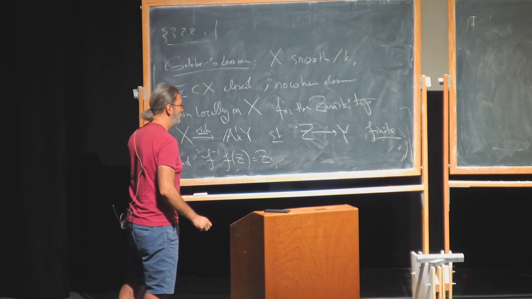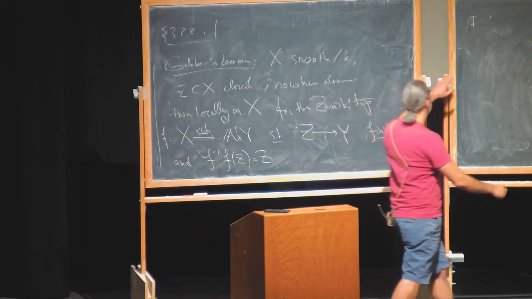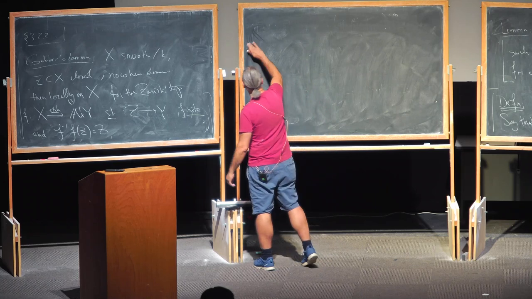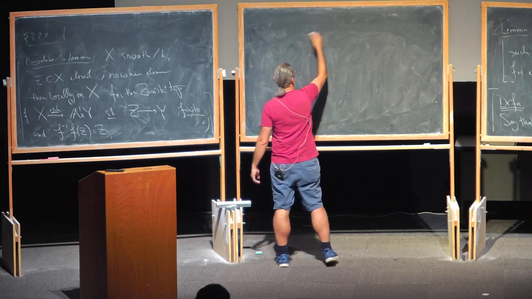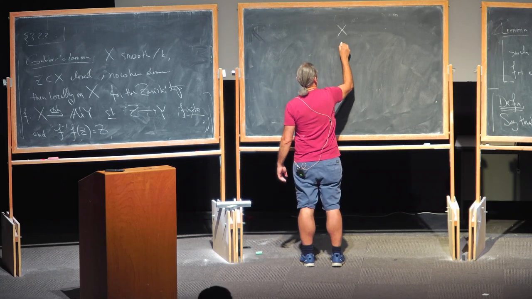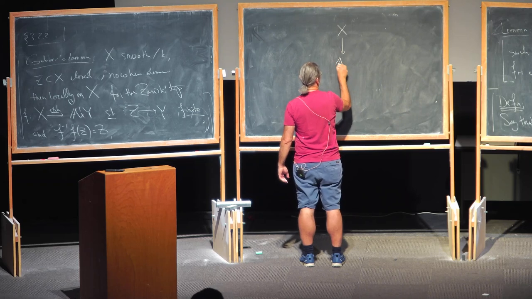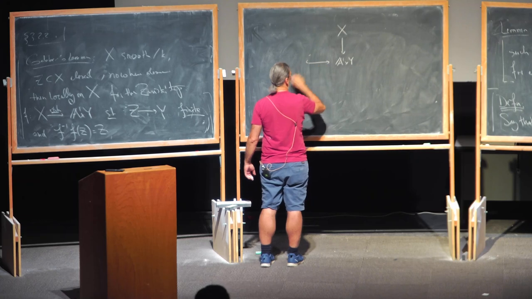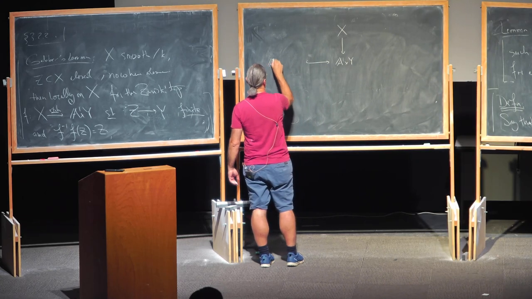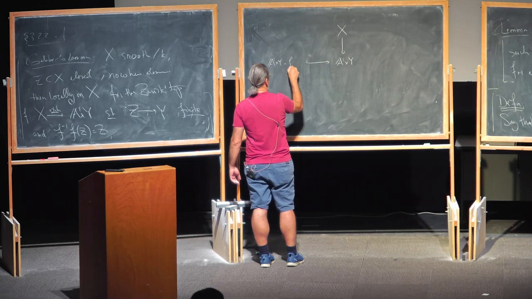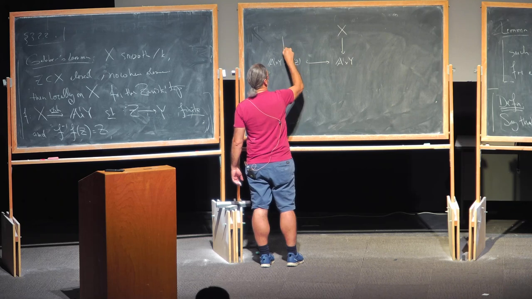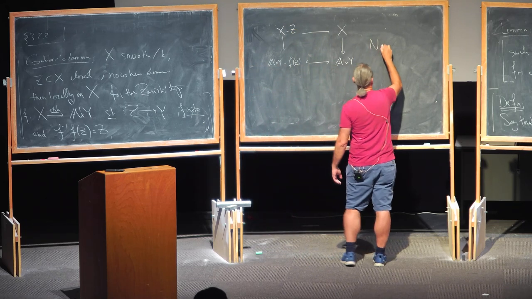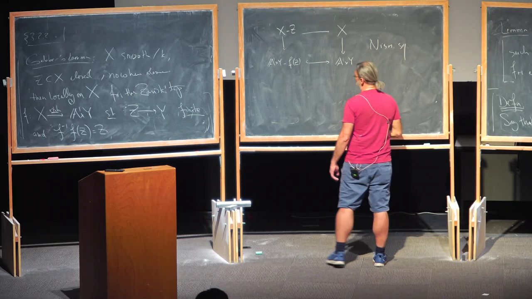Let me also mention the following thing. The reason why this is a nice fact for us is that from these two properties we see immediately that we have a Nisnevich square like this. I mean, in particular, so we have a Nisnevich square.